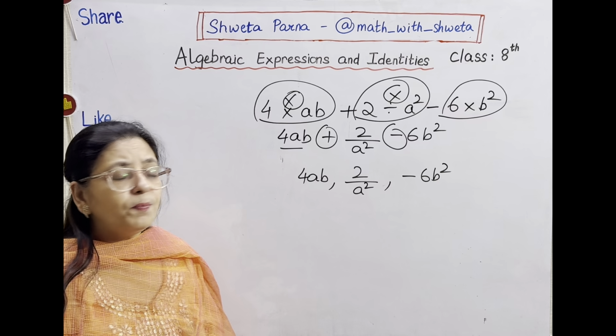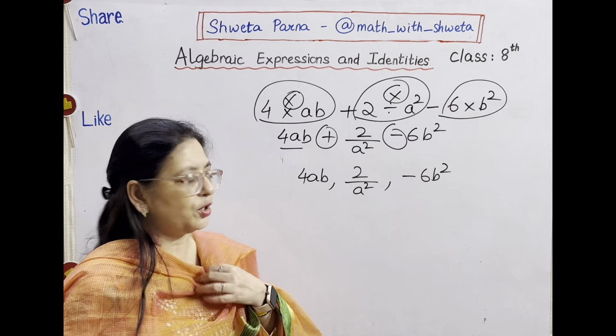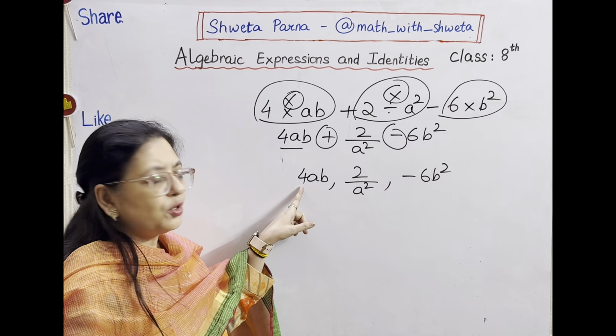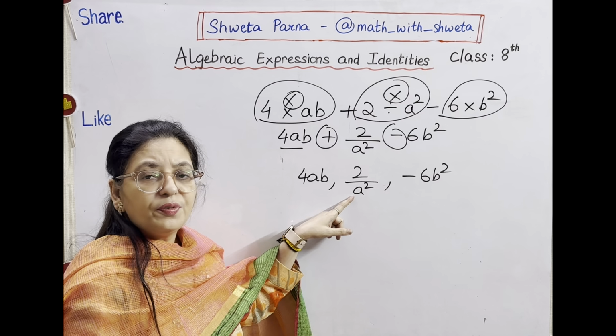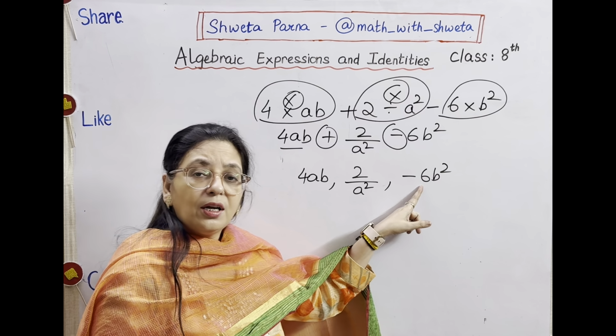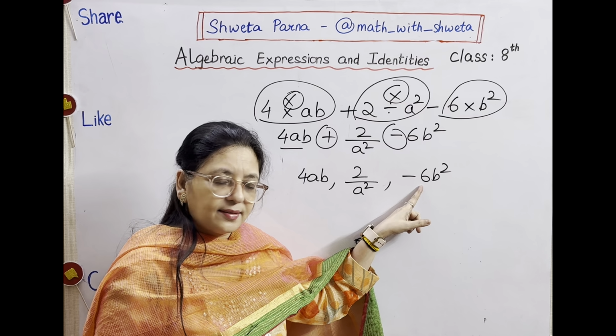Okay, then comes the numerical coefficient of these. The numerical coefficient of this is 4. The numerical coefficient of this is 2. The numerical coefficient of this is minus 6.